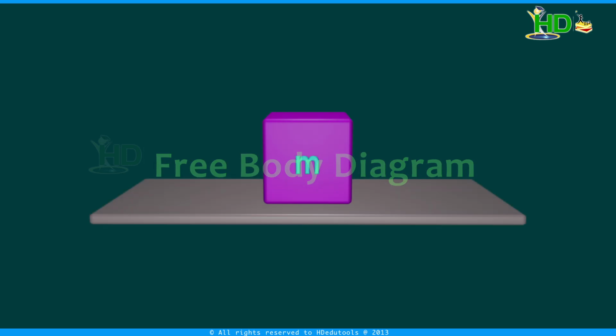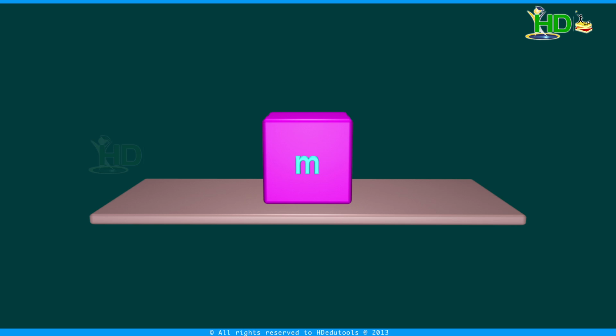Suppose I consider a mass M placed on a horizontal surface. What are the different forces acting on this body? One, it is stationary. Yes, the weight of the body, mg, is acting vertically down, and according to Newton's third law, the normal reaction N is acting vertically up, and these two are equal in magnitude. Because they are equal and opposite, they cancel, and the body will not move.